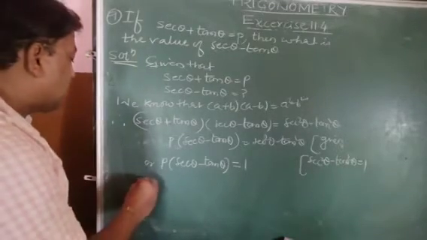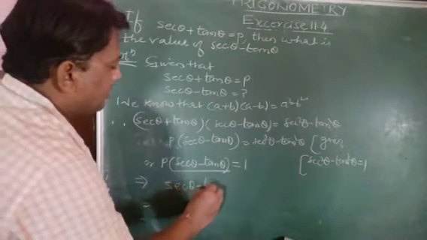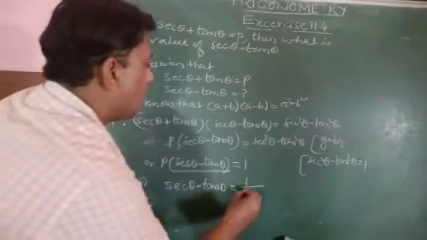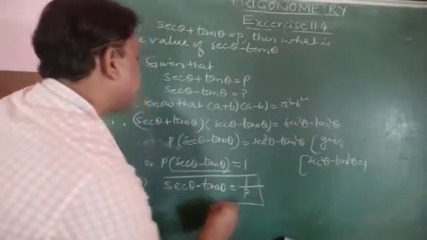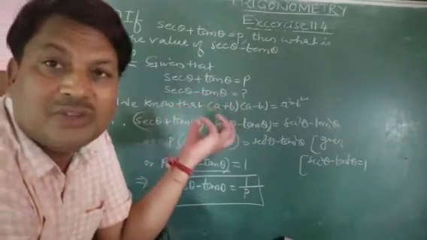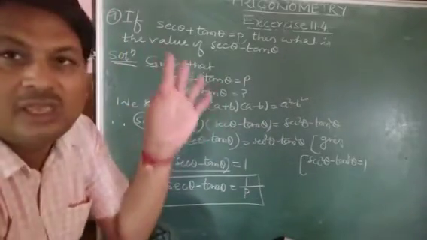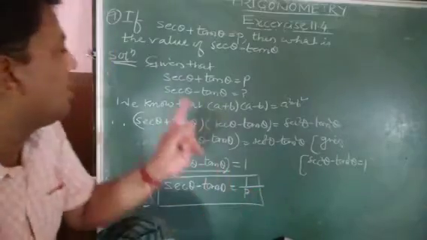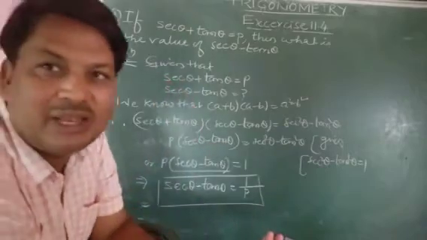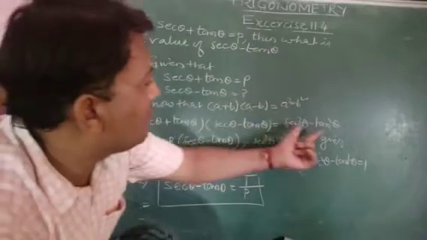So children, this implies what we need? We need sec theta minus tan theta. Sec theta minus tan theta is equal to, that side already 1. This P will go and get divided, 1 upon P. Very simple question. Just the idea should come to mind that A plus B and A minus B is directly related with the formula A plus B into A minus B is equal to A square minus B square.